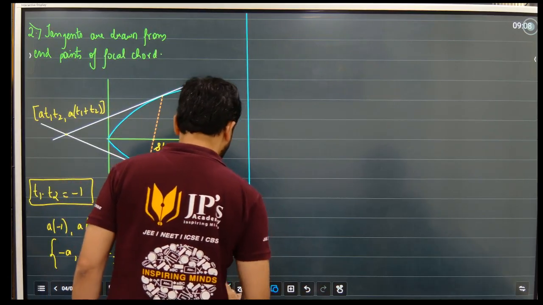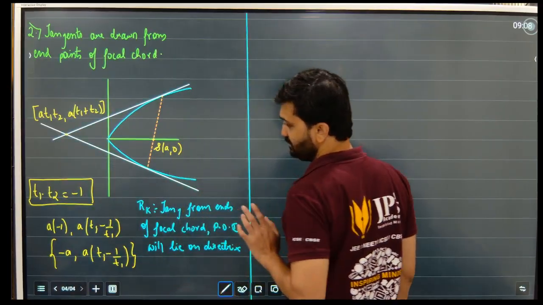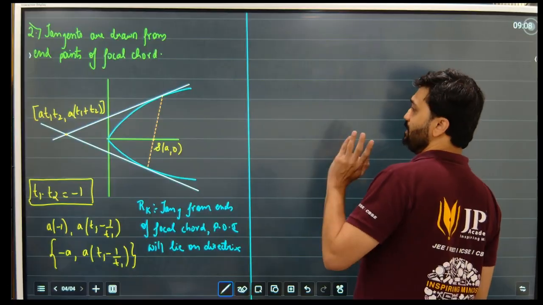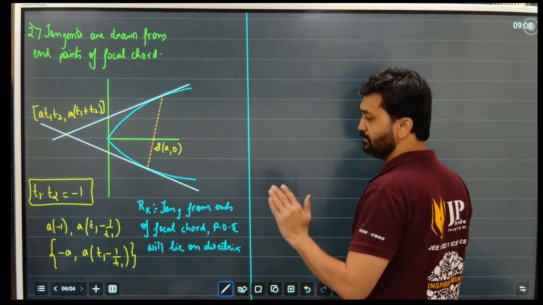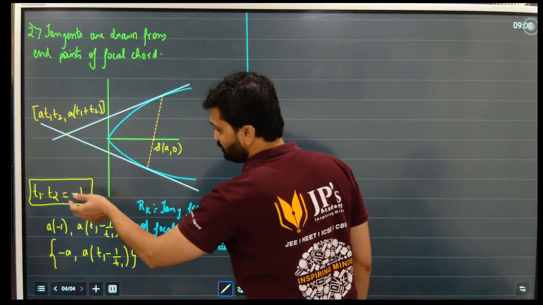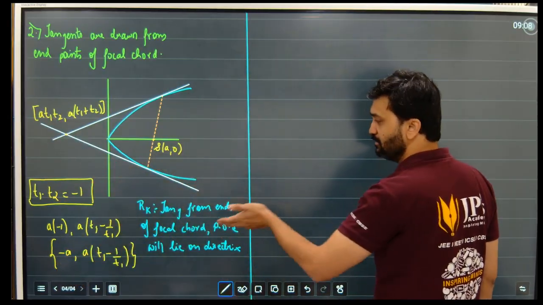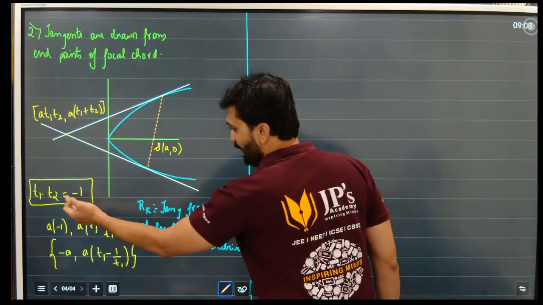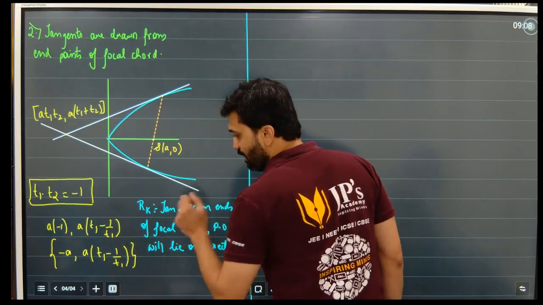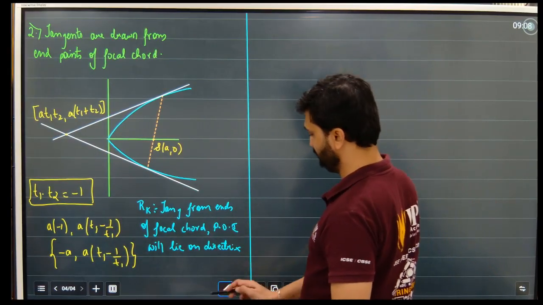The condition is that tangents are drawn at the ends of the focal chord. The point of intersection is a t1 t2 comma a bracket t1 plus t2, and we know that t1 into t2 is equal to minus 1. We've already done that. I have just substituted the value of t1 t2 as minus 1, so it is minus a, which means it will lie on the directrix. And the second condition is, in place of t2, I have just substituted minus 1 by t1, and my coordinate is a bracket t1 minus 1 by t1. So these are two things.